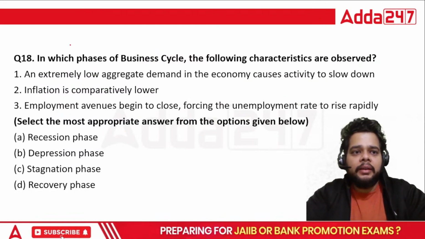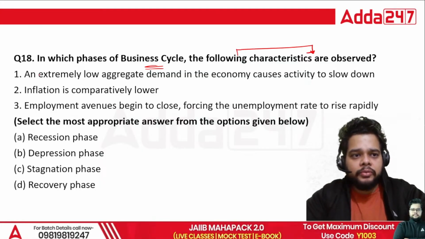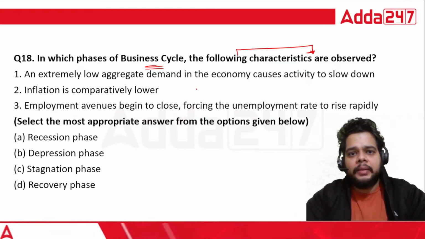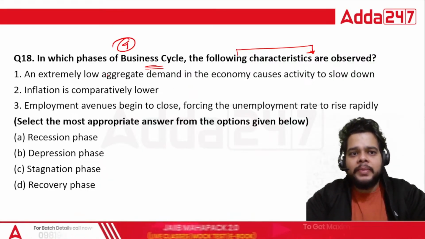Then we have a question: in which phases of business cycle are the following characteristics observed? We have three characteristics based on which we'll be defining the type of phase. There are four phases primarily of business cycle, right?